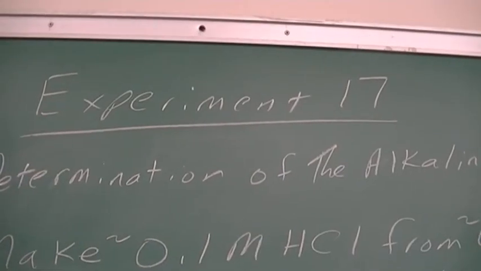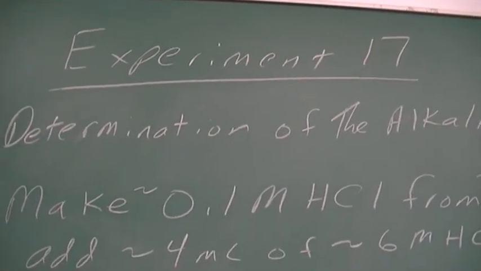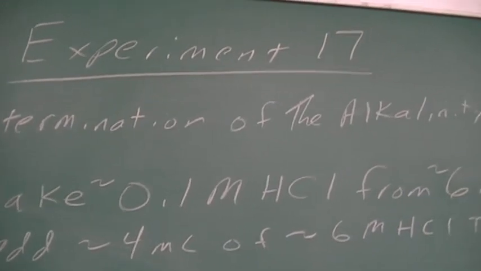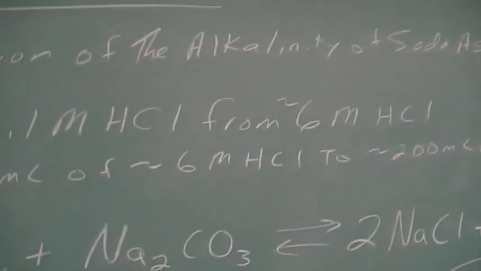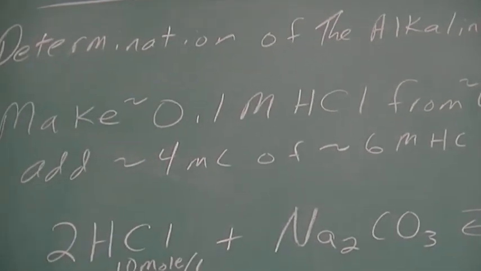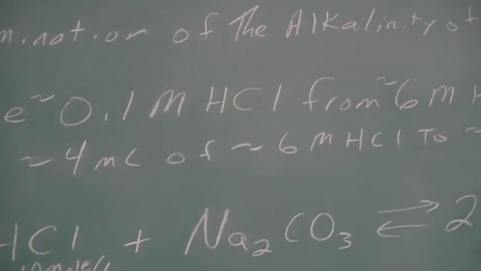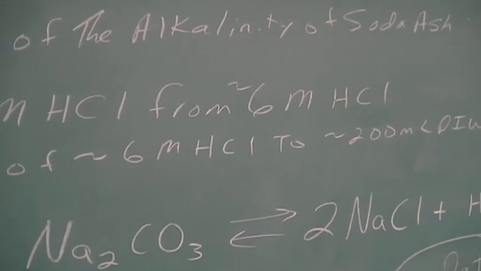All right, we're going to do experiment 17 today. In experiment 17, it is the determination of the alkalinity of soda ash. So first, we're going to make about 0.1 molar HCl from about 6 molar HCl.